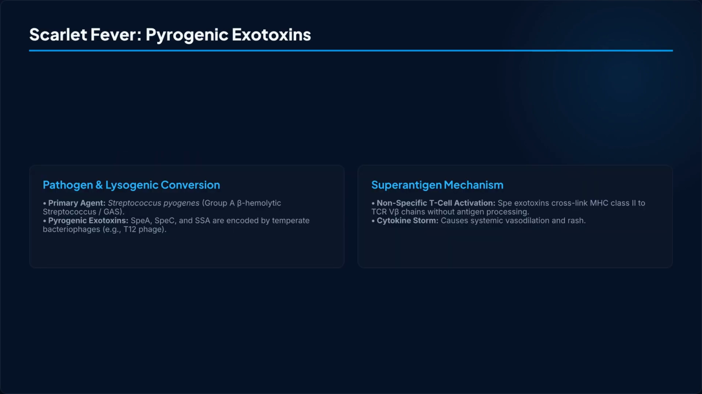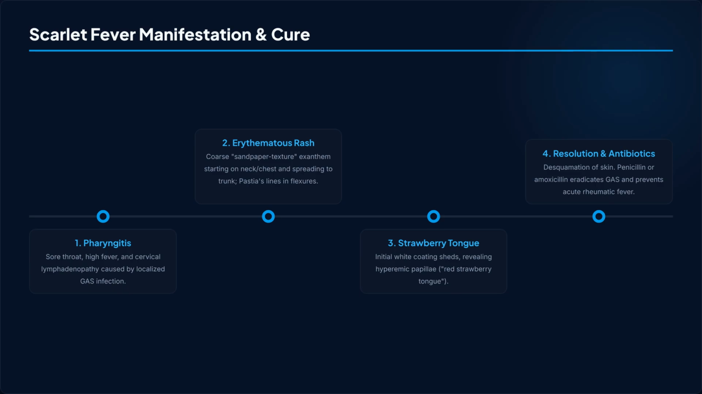Scarlet fever is associated with Streptococcus pyogenes. Its pyrogenic exotoxins act as superantigens, causing non-specific T-cell activation and a resulting cytokine storm, which leads to systemic vasodilation and the characteristic rash. The manifestations of scarlet fever include pharyngitis, an erythematous rash, and the classic strawberry tongue. Resolution is achieved through antibiotic therapy, such as penicillin, which also prevents severe post-streptococcal complications.